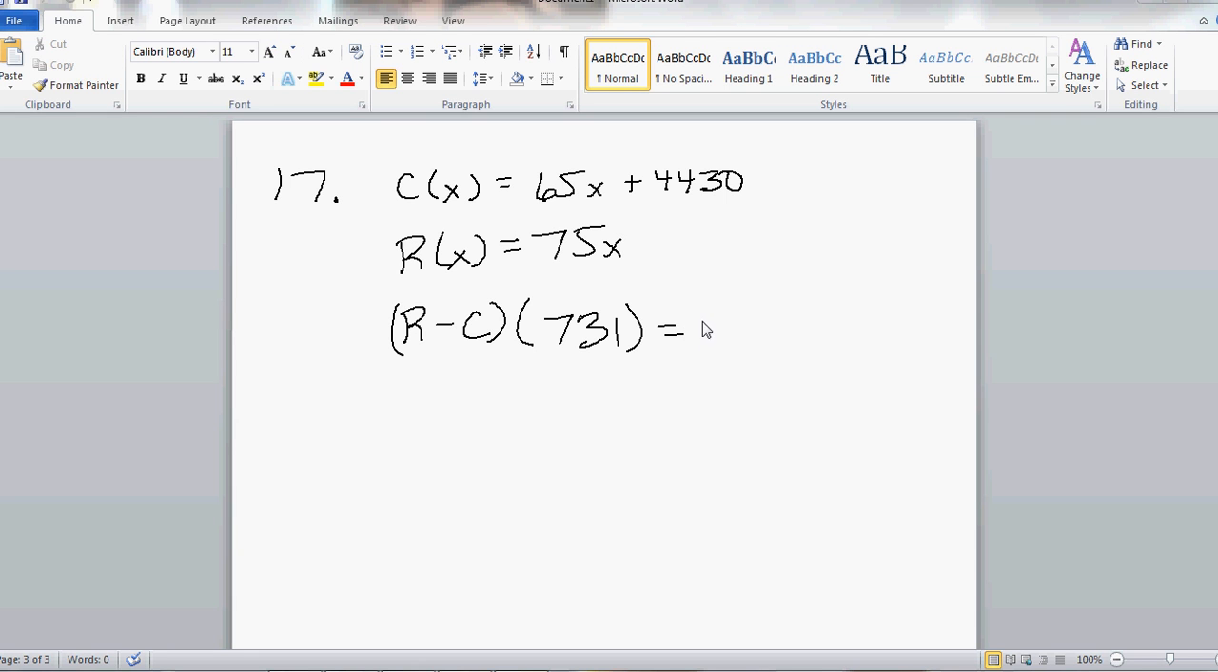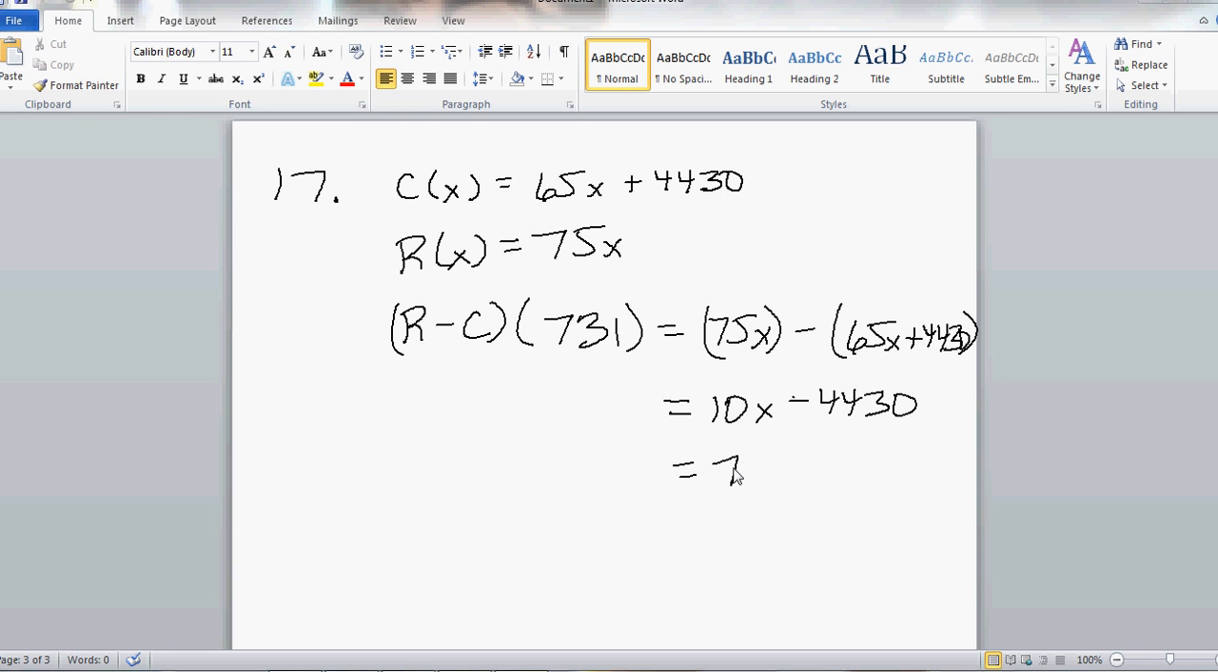R minus C would be 75x minus 65x plus 4,430, which equals 10x minus 4,430. And then we can substitute in the 731 in for x, and so we get 7,310 minus 4,430, which equals 2,880.